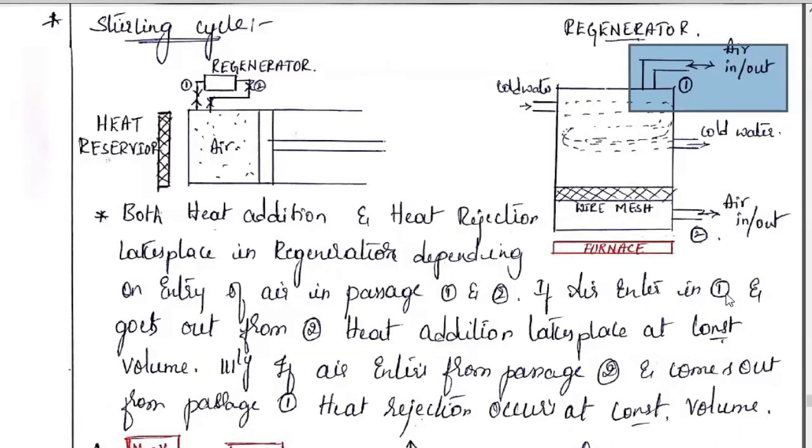If air enters at 1 and gets out from 2, heat addition takes place. And at constant volume, similarly, if air enters from 2 and comes out from passage 1, heat rejection occurs at constant volume. Hope we have understood. If you have not, let me explain one more time.